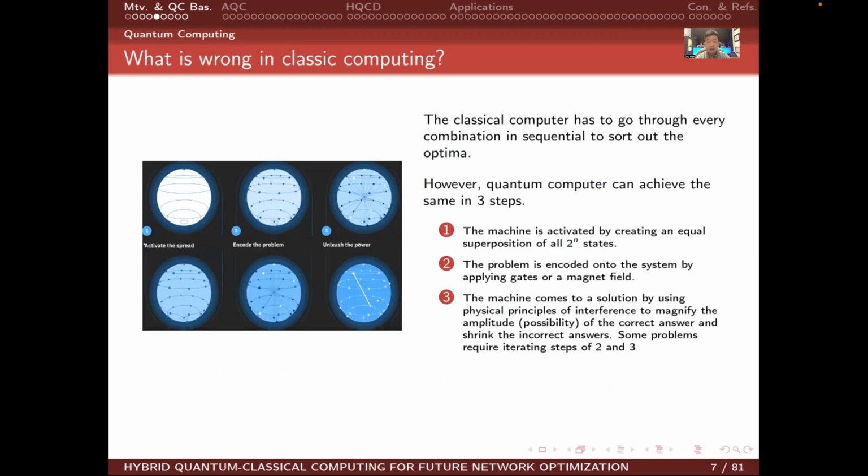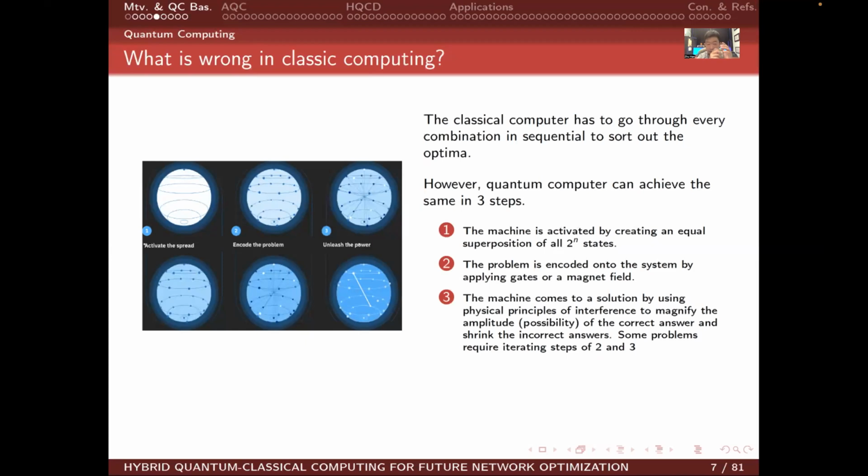However, quantum computing can achieve the same thing in 3 steps. For the first step, the machine is activated by creating an equal superposition of 2 to the power N states. On the left part of the left figure, you can see that we have N qubits, and we create this equal probability. It's just like creating parallel universes with an equal probability over the 2 to the power N states. These states exist before we do the observation.